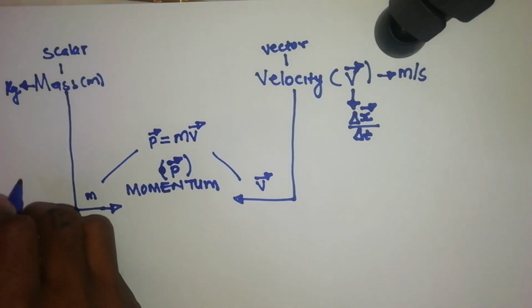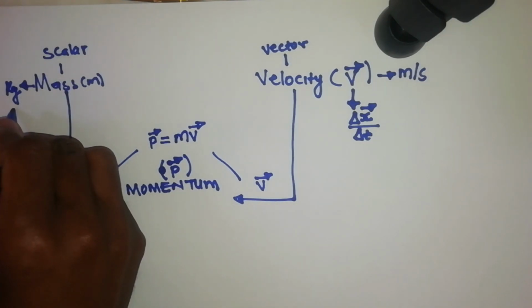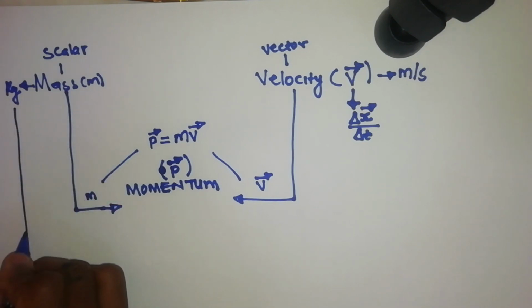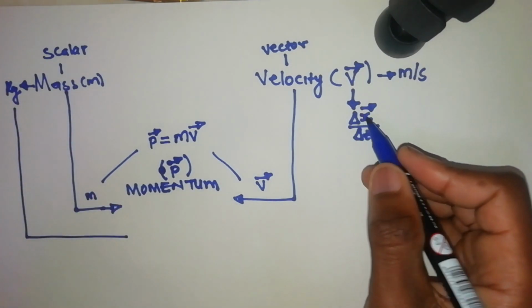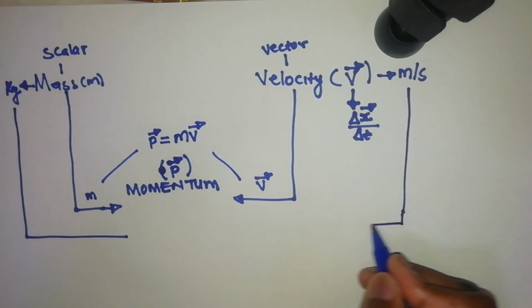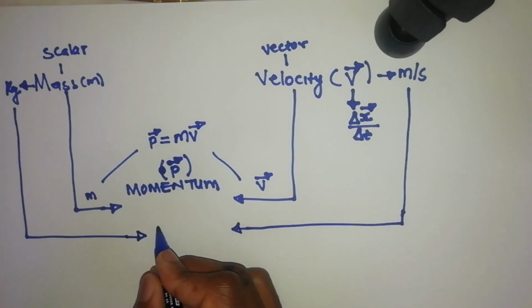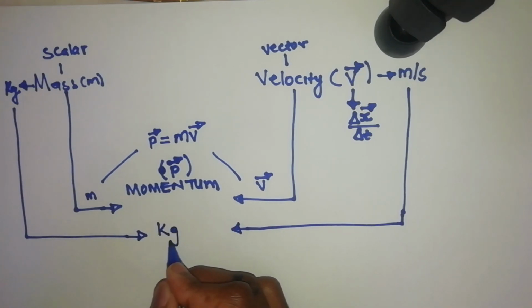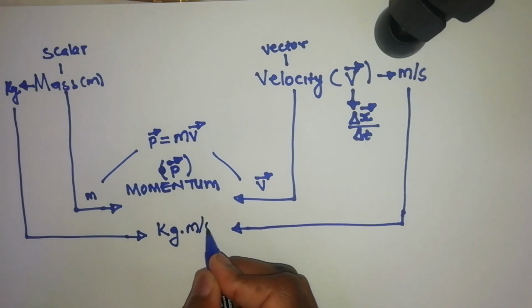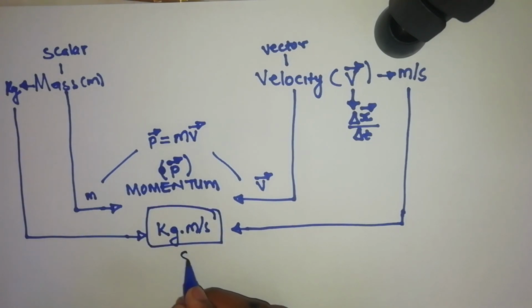Now the SI unit for momentum: you are going to multiply kg with meters per second. Then it will result in kg multiplied by meters per second. So these are the SI units for momentum.